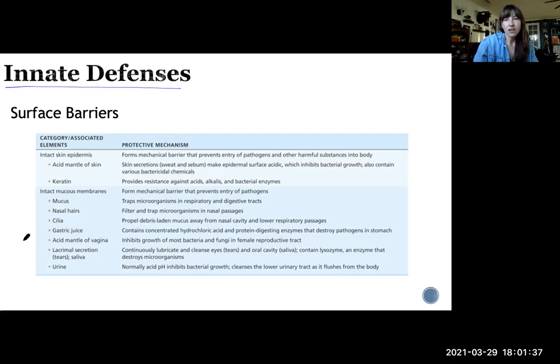So don't spit. It's not sanitary for everybody else, and it also kind of goes against our design. You can swallow that stuff. It's fine.